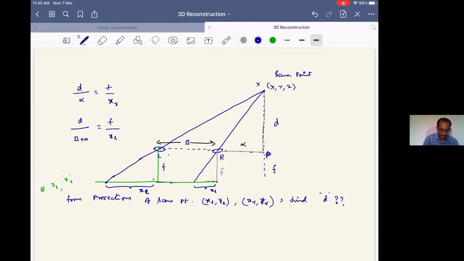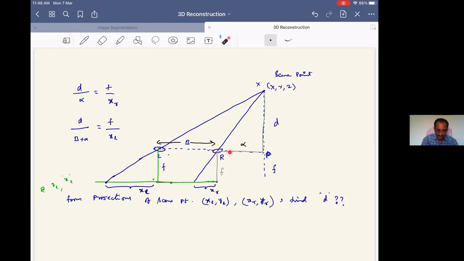Hope you are able to get it now. You can see the notations of XL and XR clearly denoted in this. So this is the left image and right image, and then we have a scene point here. It forms here, and this is the XL, the deviation from this center to this point. And this is XR, the projection in the right camera. And both get formed at focal length distance.